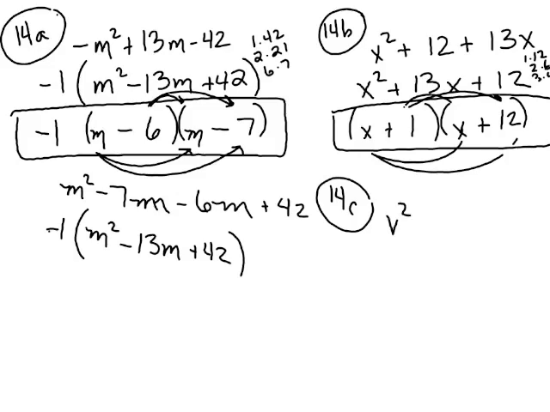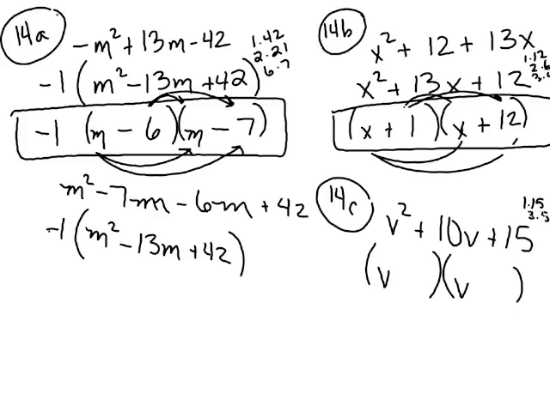14c, sorry. b squared plus 10b plus 15. You need to keep going. No, I'm okay. Okay, what times what will give me a b squared? b times b, and then factors of 15: 1 and 15, 3 and 5. Any others?